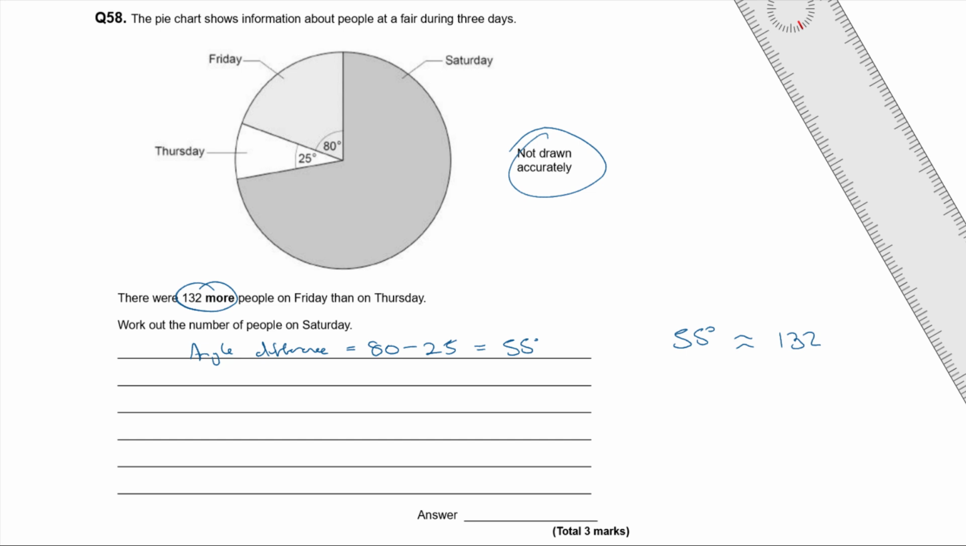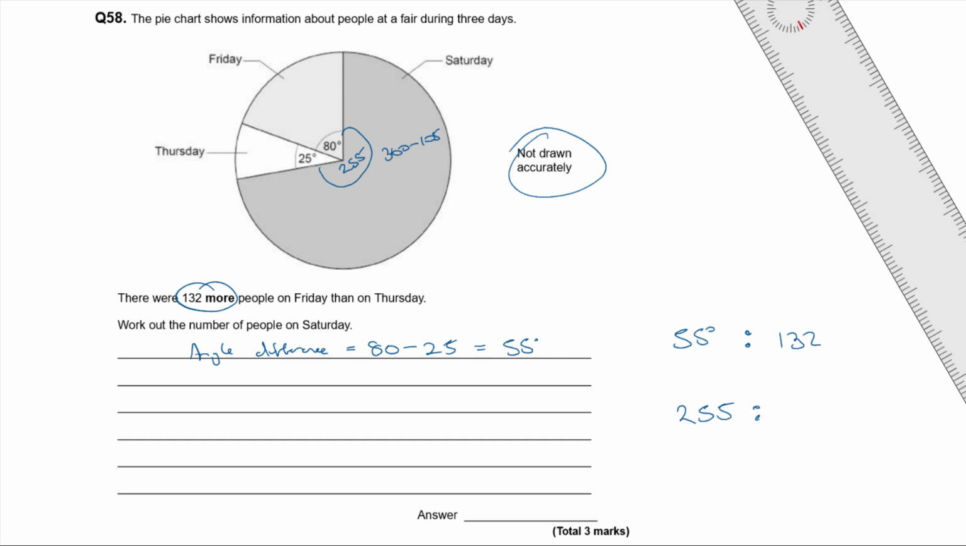Well, if I counted for 25 and 80 already, that counts for 105 degrees. So 360 minus 105, that means that this angle must be 255. Okay, so we know what 55 degrees is. It's 132 people. We want to represent 255. So what we could do is we could make that into a ratio. 55 degrees is 132 people, and then change it into 255 degrees, and then work out the number of people that is.